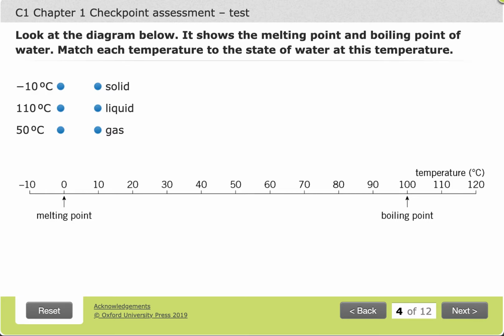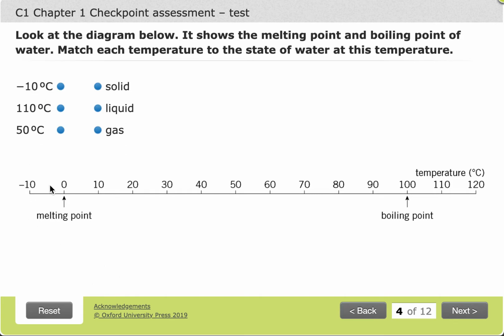Okay, we're looking here at C1 particles, slides 4 to 6. We've firstly been given a temperature range here. This is for water, and we've been told that its melting point is 0 and the boiling point is 100. We're then given a series of temperatures and we're asked to determine the state of the water at this temperature.